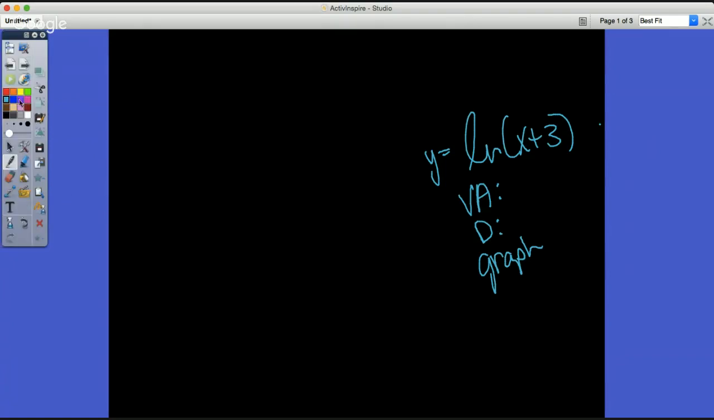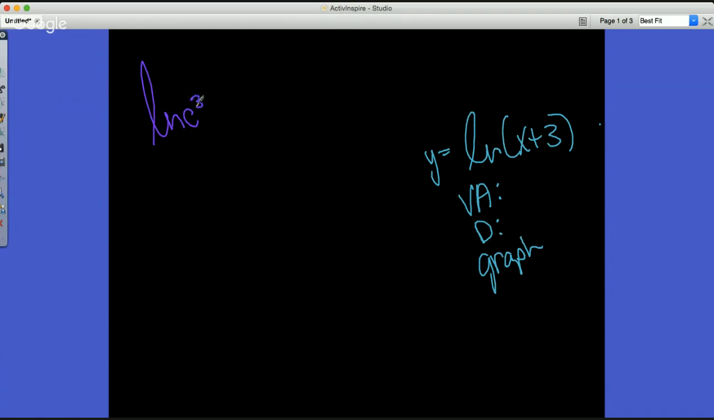And then the other one was ln of 5e to the third. Either way, it'd be kind of the same thing there. So this one is number 12, I believe, and this one is number 13.